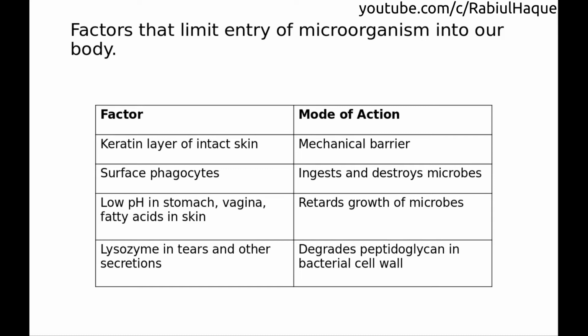The next factor is low pH in the stomach, vagina, and also fatty acids in the skin, and the low pH retards growth of microorganism. The next factor is lysozyme. They are present in tears and also in some other secretions, and lysozyme can degrade peptidoglycan. Recall that in bacterial cell wall there is peptidoglycan, and lysozyme can degrade that.